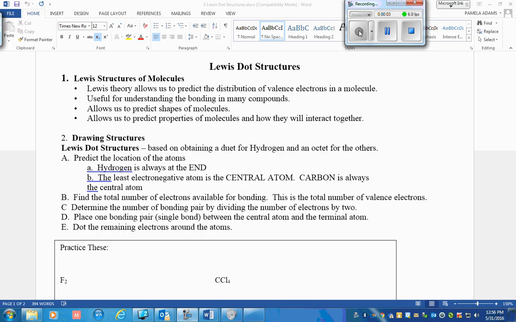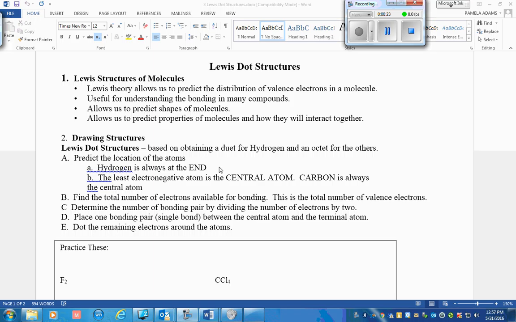Today you're going to draw some Lewis dot structures. I will let you read this part and I'll go right to the drawing of the structures. So the first thing you have to do is predict the location of all the atoms that are participating in the covalently bonded molecule. Hydrogen is always at the end.